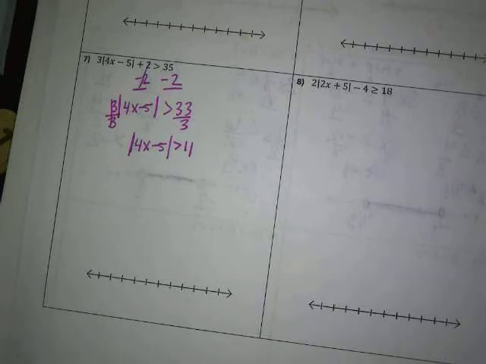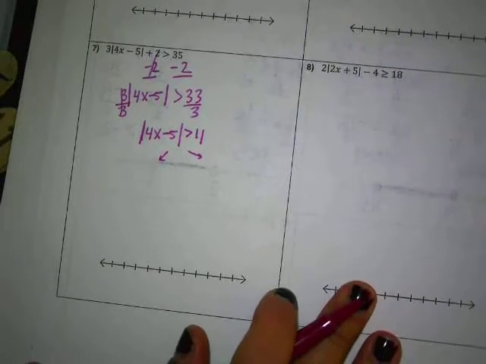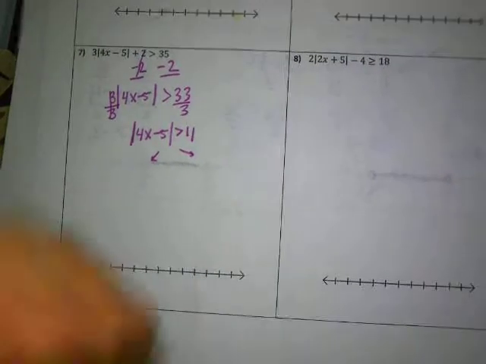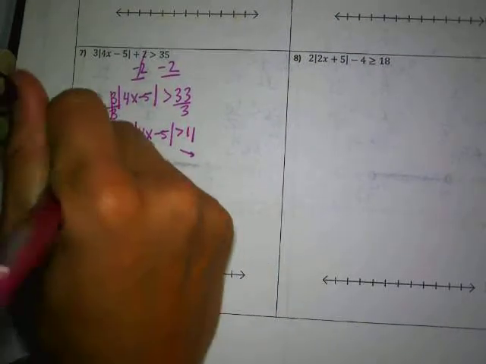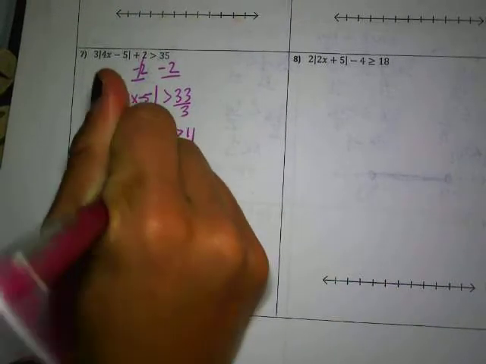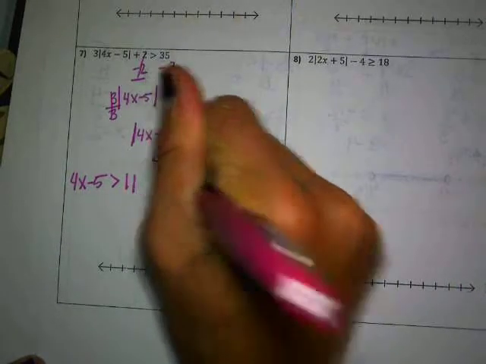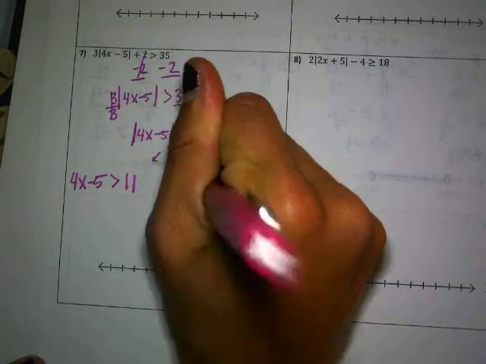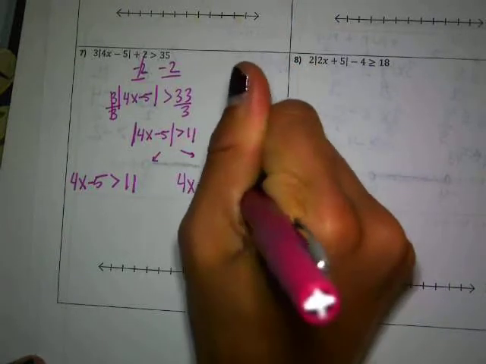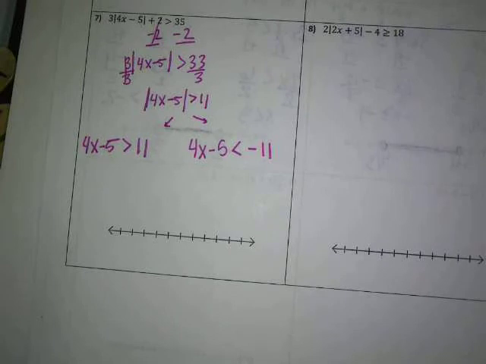Now, who's going to help me write? Faith. Tell me the 2 equations. Both of them? Both of them. 4x minus 5 is more than 11. And then 4x minus 5 is less than -11. What am I supposed to say? Greater than. Greater than is the correct one.